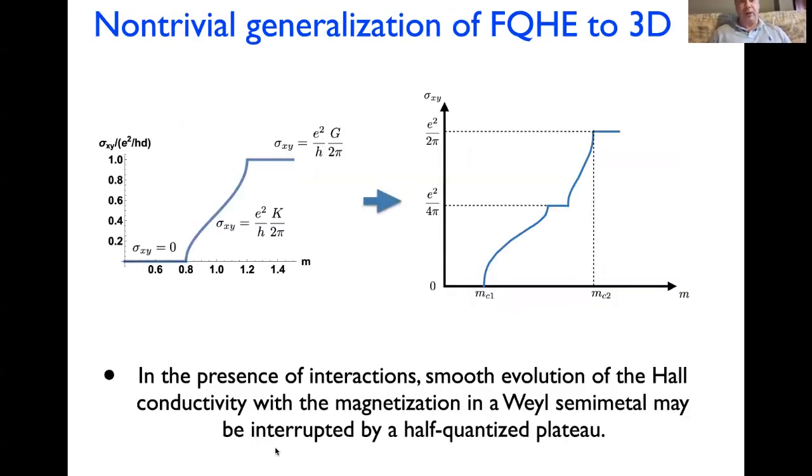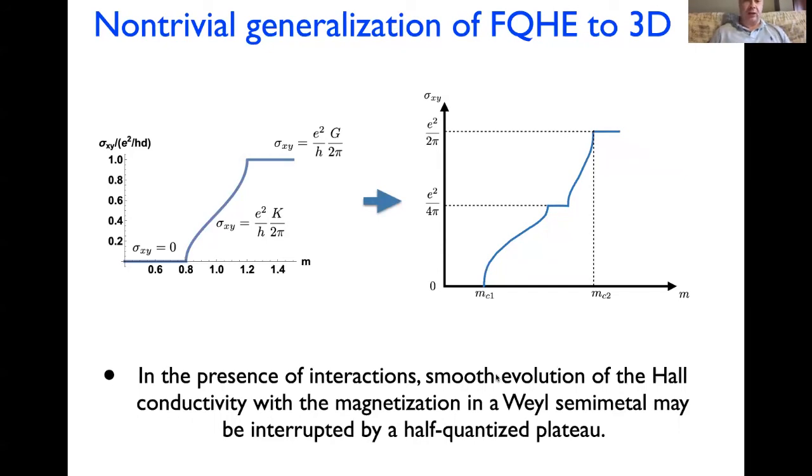The experimentally observable prediction would be something like this. This is the picture of a non-interacting, or weakly interacting, Weyl semimetal, and the evolution of the Hall conductivity with the magnetization, which I've already shown. You get a smooth evolution of the Hall conductivity with the magnetization.